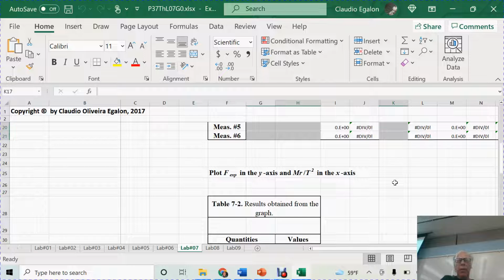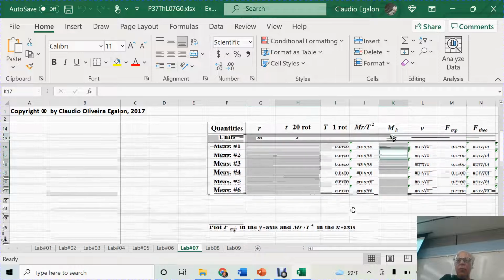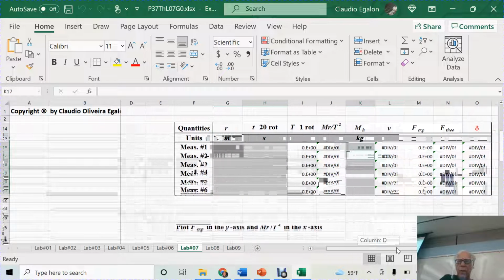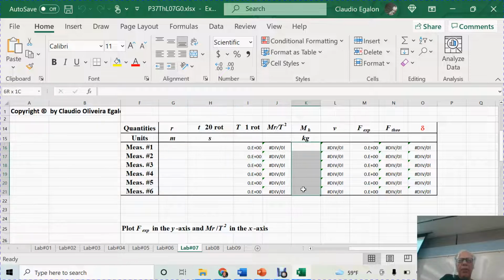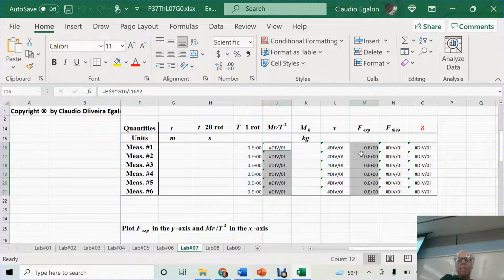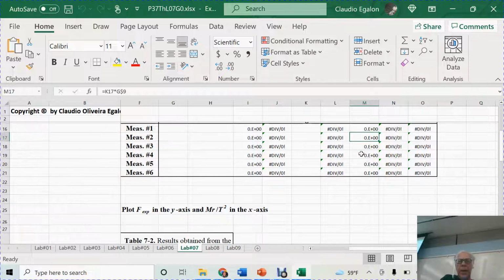And then what else do you have to do? You've got to plot a graph of the experimental force. What's the experimental force? The experimental force is the hanging mass times g. You're going to plot this F experimental with this one here. mg is going to coincide with the force of the spring. And that's what we're going to plot.